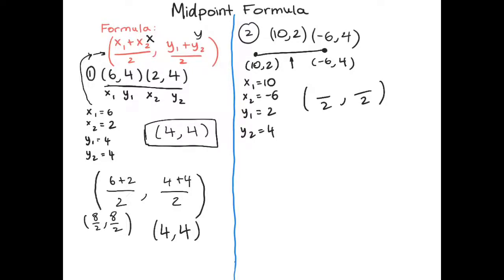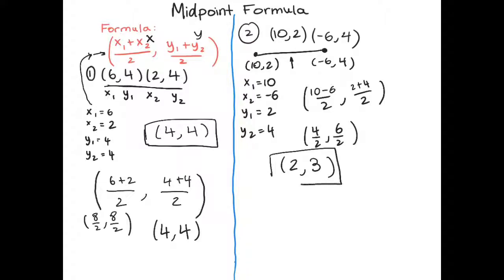Put them over 2. Now x1 plus x2: x2 is negative 6, so we'll just do 10 minus 6. And we've got y1 plus y2, so 2 plus 4. Now 10 minus 6 is 4, so 4 over 2, comma, 2 plus 4 is 6, so 6 over 2. Now we simplify: it's going to be 2, comma, 6 divided by 2 is 3. So 2, comma 3.